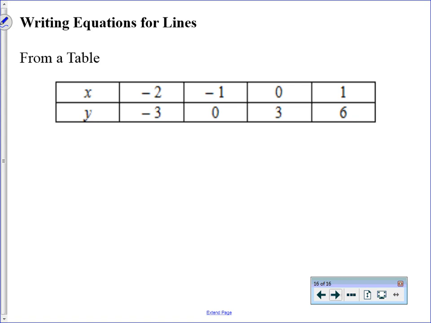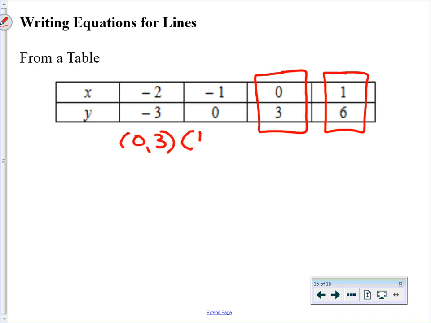And now, last but most certainly not least, your equation from a table of values is the exact same as if you have the job to write an equation from 2 points. We can pick any 2 points that we have here. I'm going to pick the 2 numbers that don't have any negatives. So I have the point 0, 3. I have the point 1, 6. So I have an x1 and a y1, and I have an x2 and a y2. And what I need to do is find my slope.